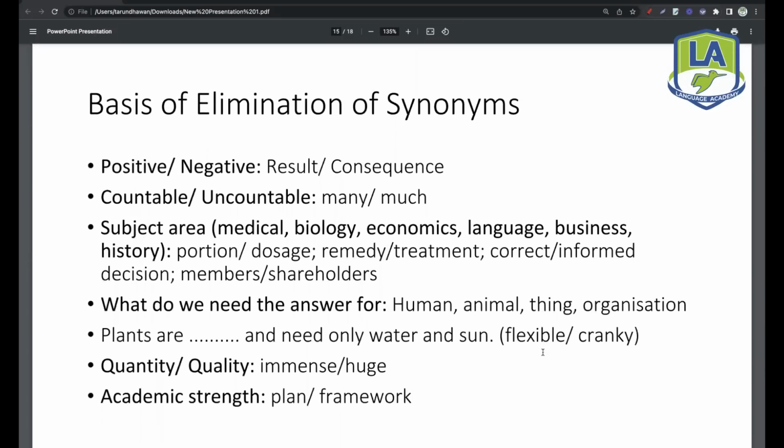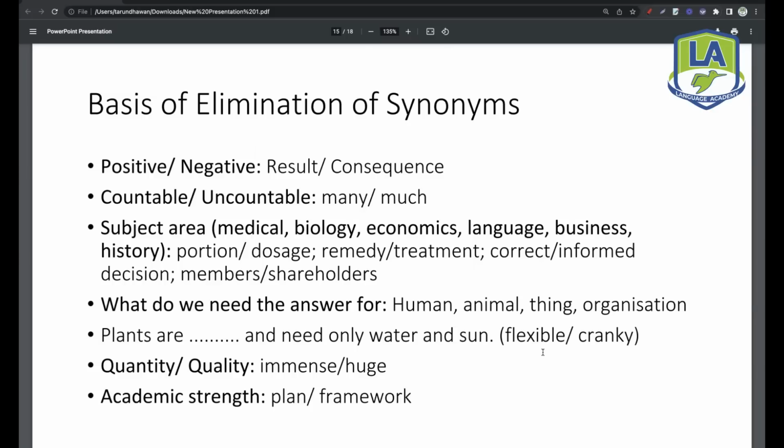Another thing that can help us is basis of elimination of synonyms. A lot of times we get synonyms in the options. And yes, sometimes they are based on vocabulary. A lot of times they are not based on vocabulary. For example, the first one is if we have a synonym result and consequence.